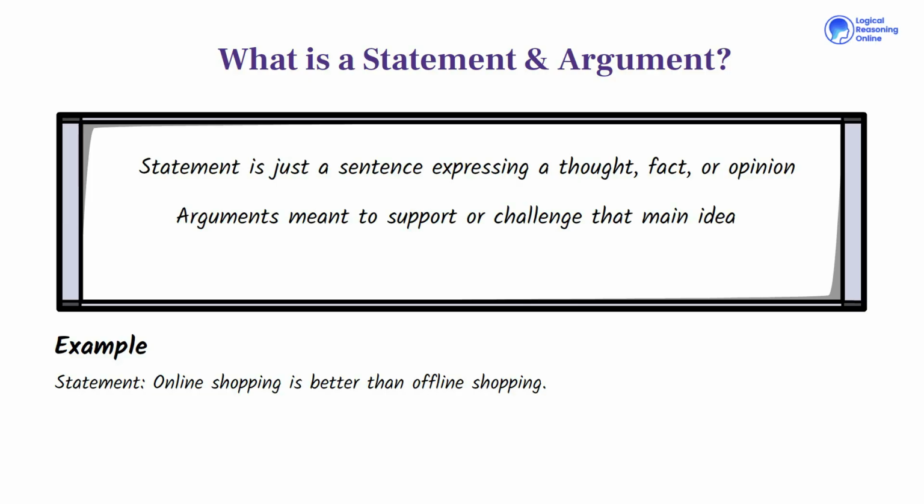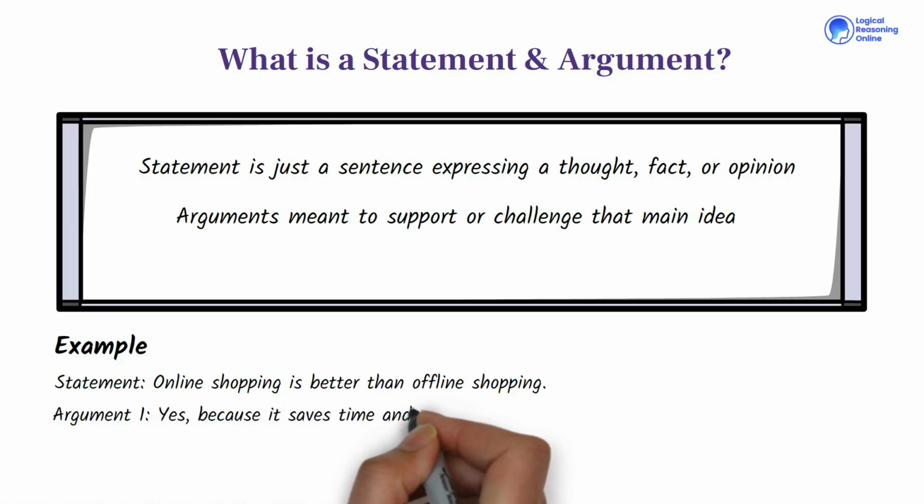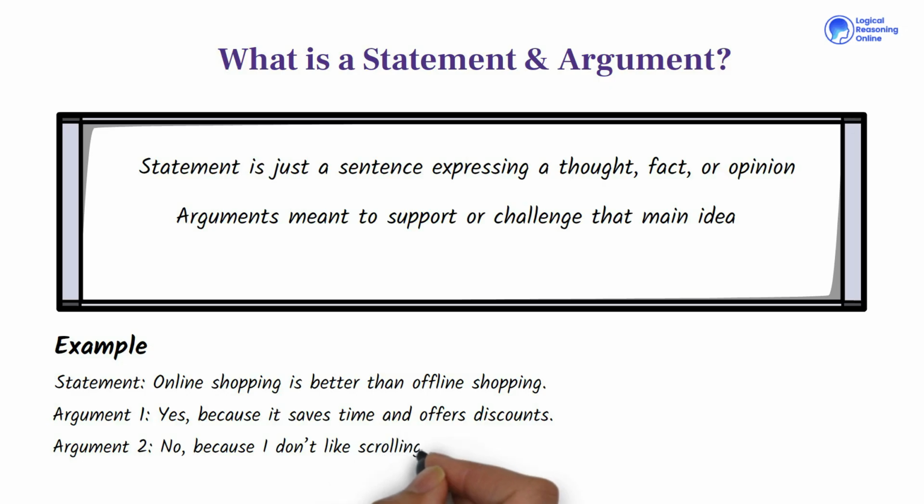Now you might see arguments like, argument 1, yes, because online shopping saves time and offers discounts. Argument 2, no, because I don't like scrolling on my phone. The first one gives solid reasons, time and discount. That's logic. What about the second one? That is just a personal dislike, and your task is to spot the strong arguments and reject the weak ones.